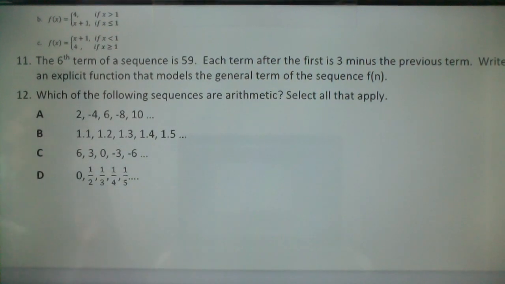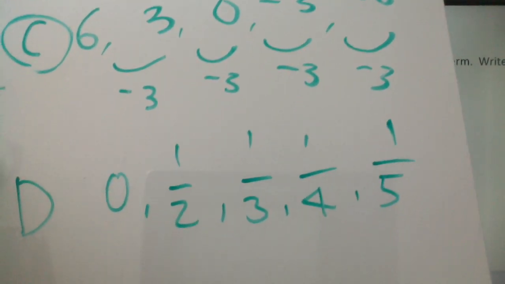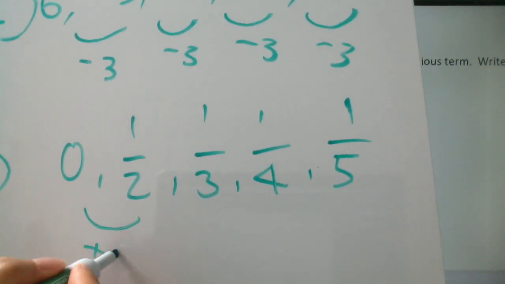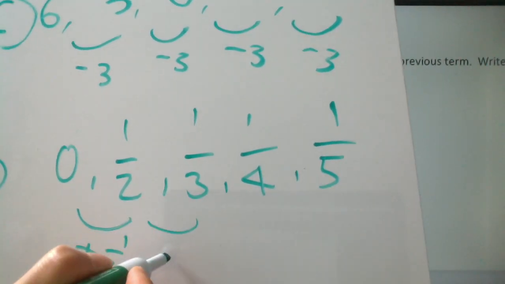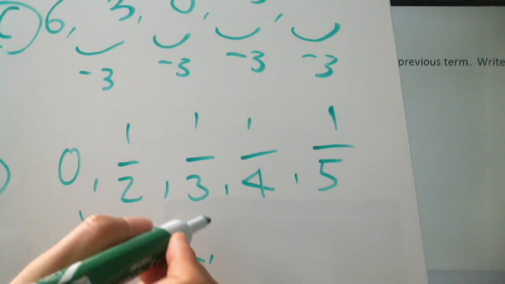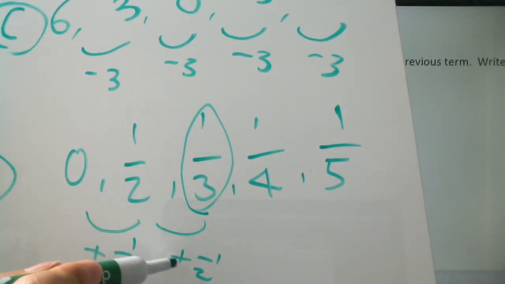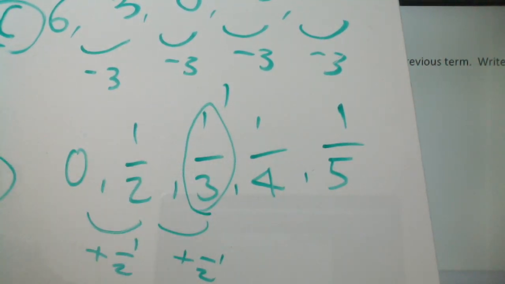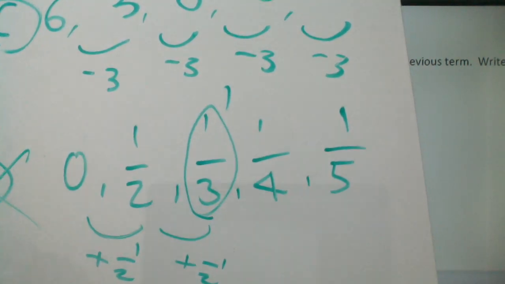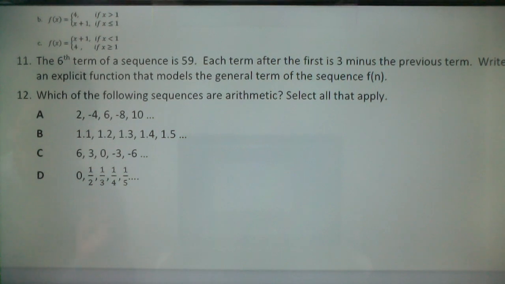So let's look at the D. If you look at the D, what's the common difference? I don't think we have one, because when we have this, I will add half. Then I will expect to get 1. Half plus half is 1, but it's 1/3. So D is not. So the answer is B and C.